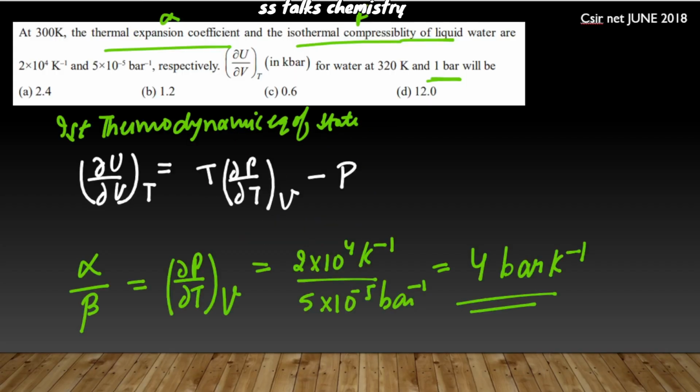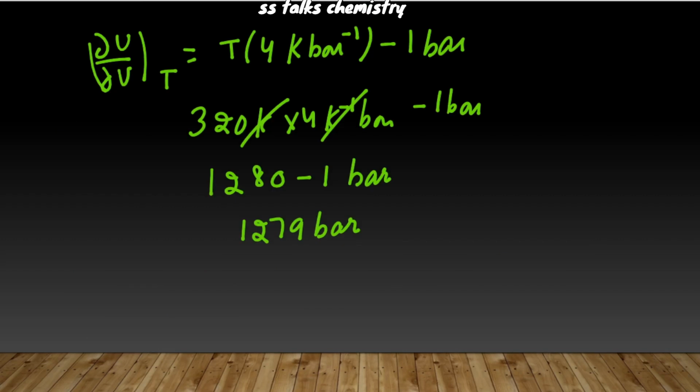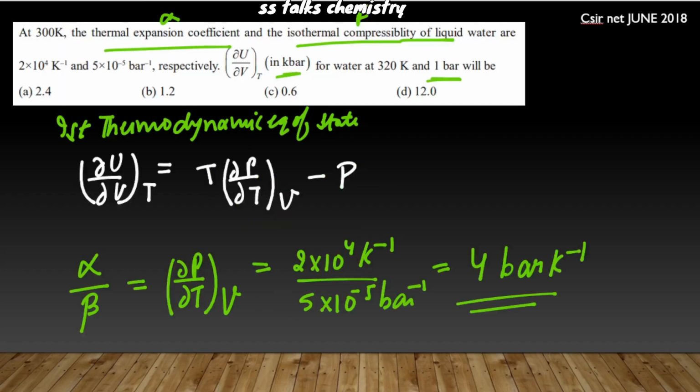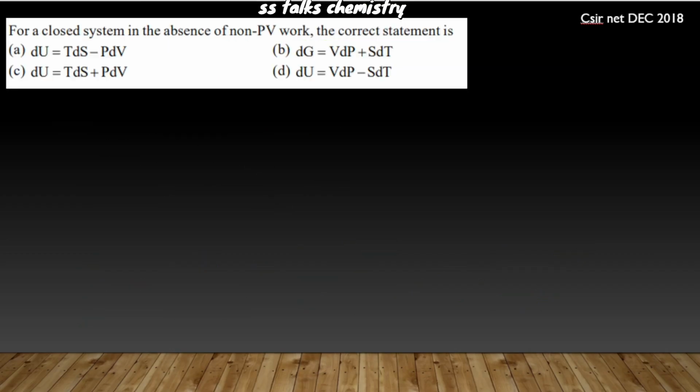Now the answer is asked in units of kilobar, so divide by a factor of 1000, so it is 1.279 kilobar. This is the value of this internal pressure. So we have got 1.279, about 1.2. Option B becomes the right answer in this case. I hope it's clear. Moving on to our next question, this one.